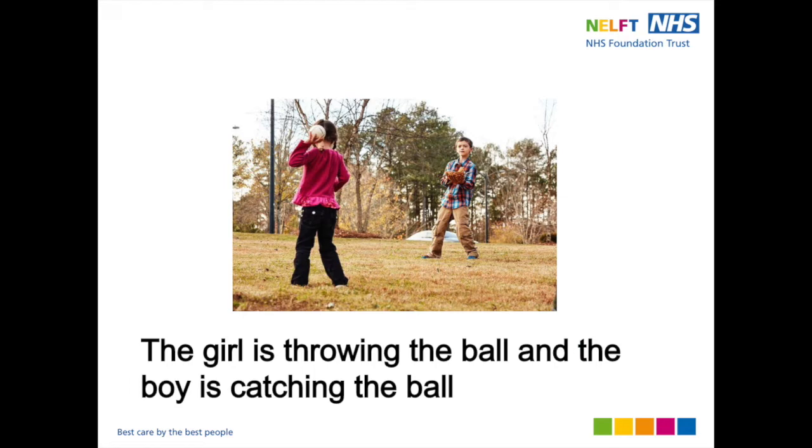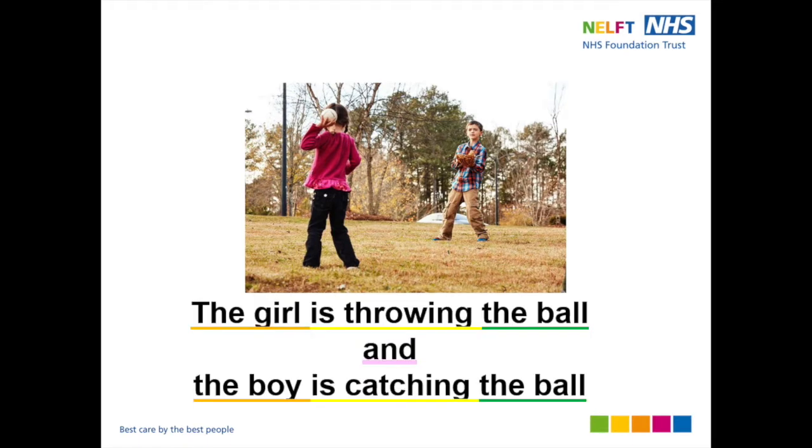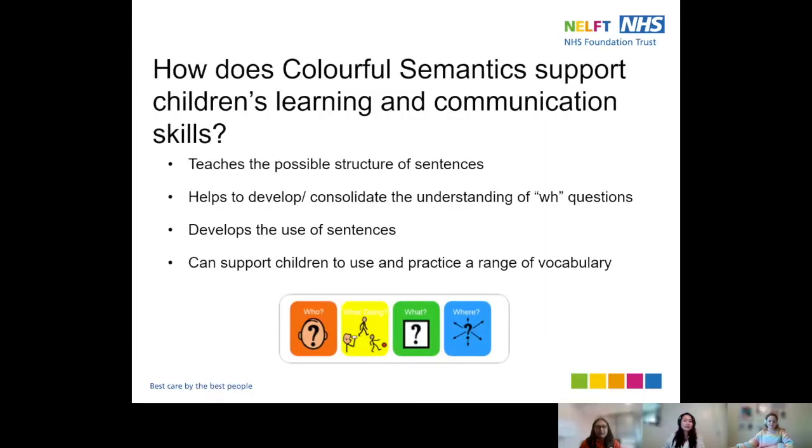So here we have a slightly more complex example with two people. So have a go at this example. So as we can see, we've done exactly the same with our who in orange, our yellow as our action word or our verb, and in green we have our what. So the girl is throwing the ball and the boy is catching the ball. But what's really important here is we've included a joining word, so and, to bring those two phrases together in pink.